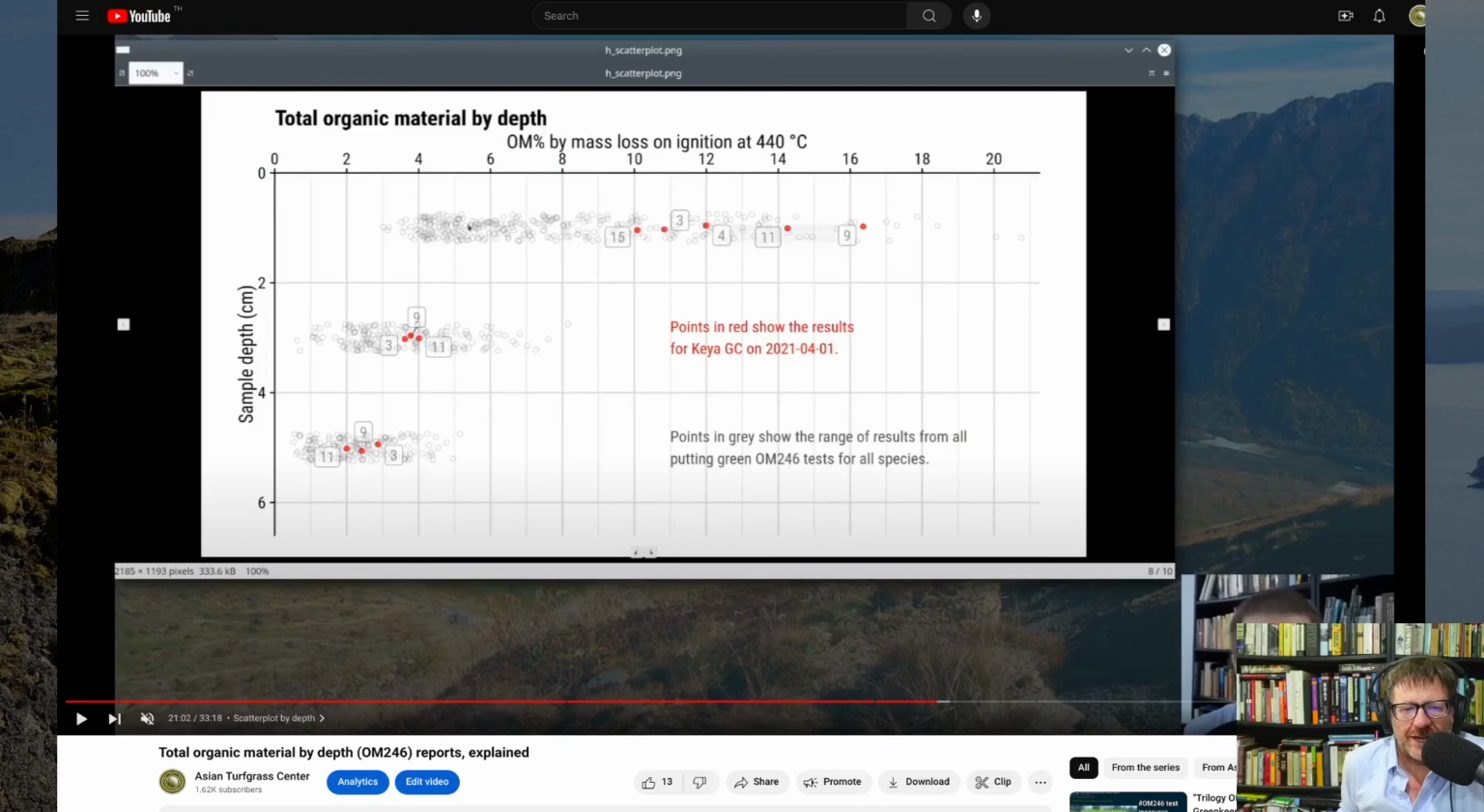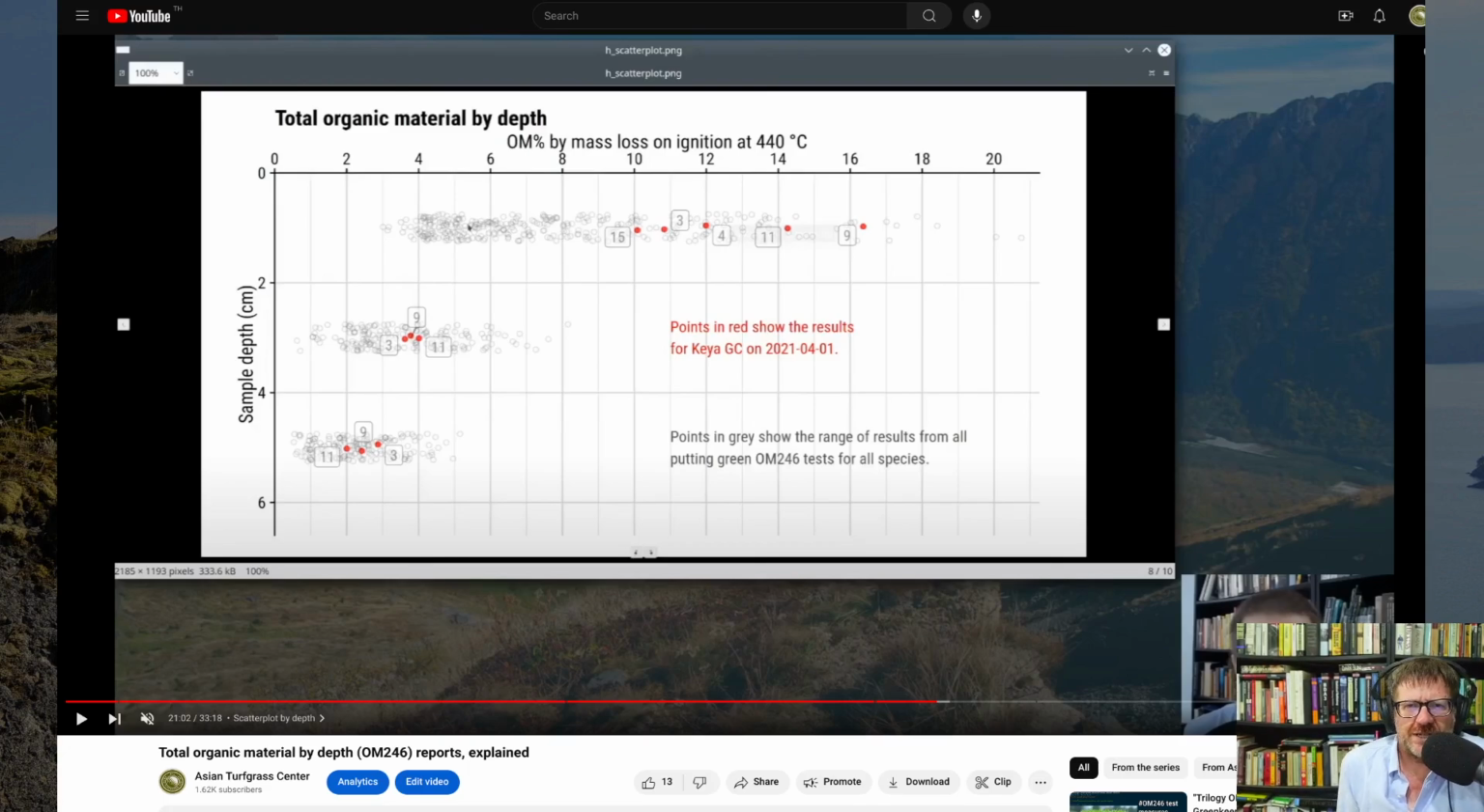So it's interesting to look at this type of scatter plot just to see how you compare not just to other greens of that specific species that you're growing, but compared to all species. And you can just see, are you normal or not in terms of the organic material in the root zone.